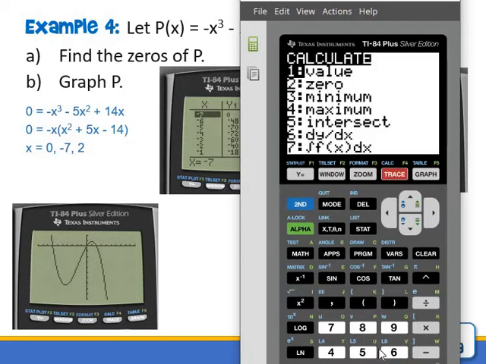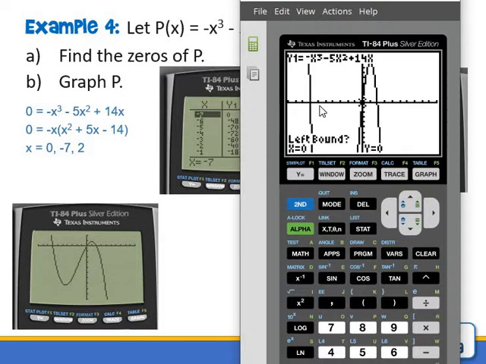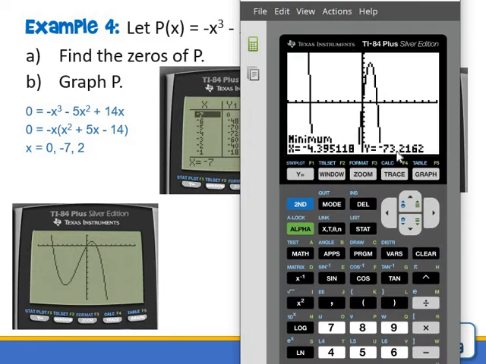Second, trace, number 3. The x-intercepts are good here. We can do negative 7 as a left bound, and then 2 for the right bound using the x-intercepts there. Oh, went too far, but it'll still work. I should have used the 0 probably, but that's still the lowest point. So we get a min at negative 4.4, negative 73 if we round off. So we're going to want to plot that when we draw our final picture.